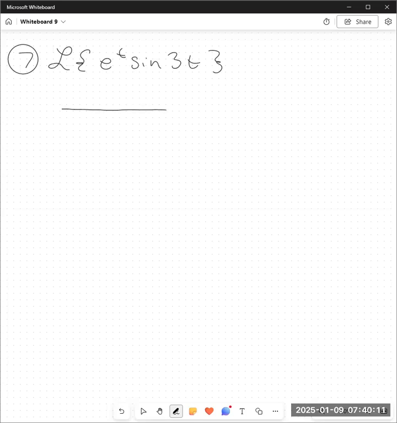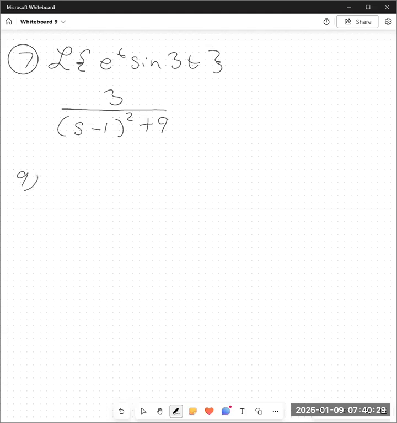Let's look at number 7. That's the Laplace transform of e to the t sine of 3t. And so sine is normally k over s squared plus k squared. That s gets replaced with s minus 1. That's all they want you to write. They don't want you to expand that.